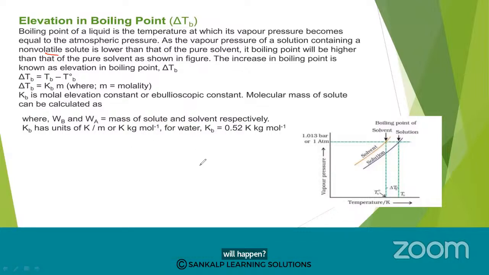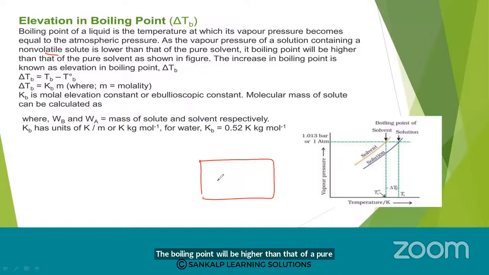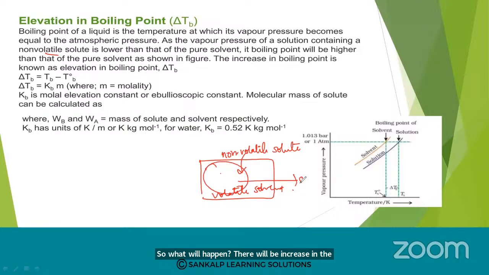So when you add a non-volatile solute into the volatile solvent, what will happen? There will be an increase in the boiling point. So the boiling point of this solution will be higher. This increase in boiling point is called elevation in boiling point. It is called what? Elevation in boiling point. It is represented as delta TB.